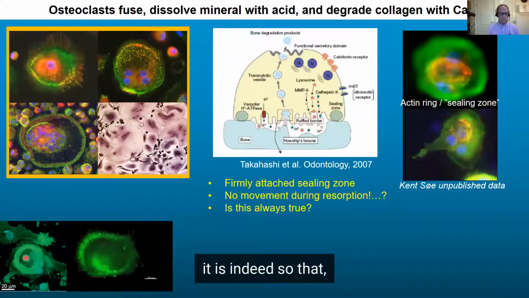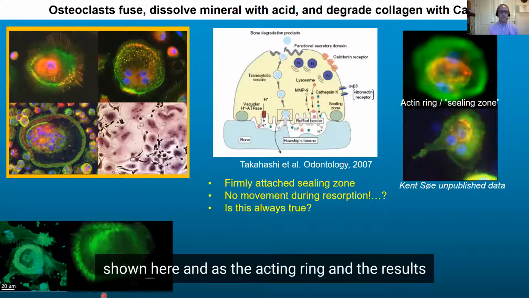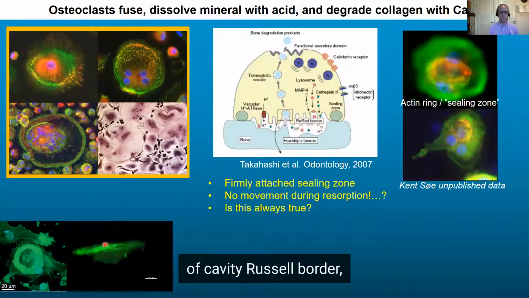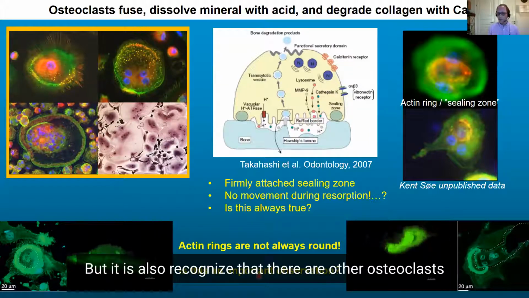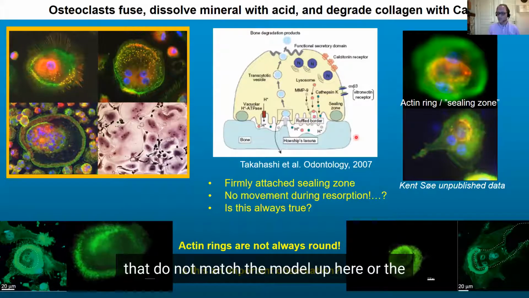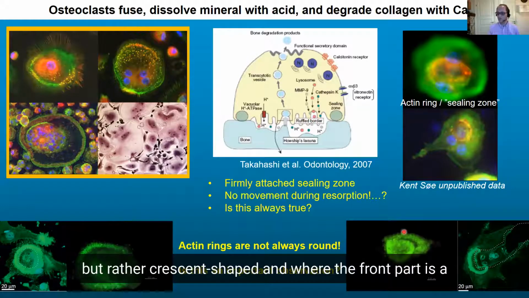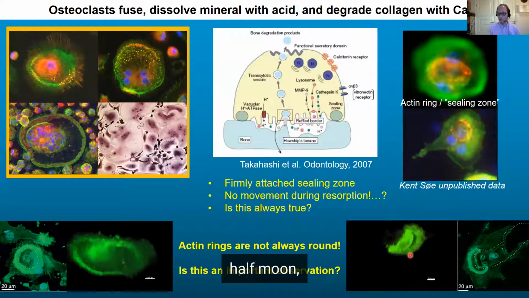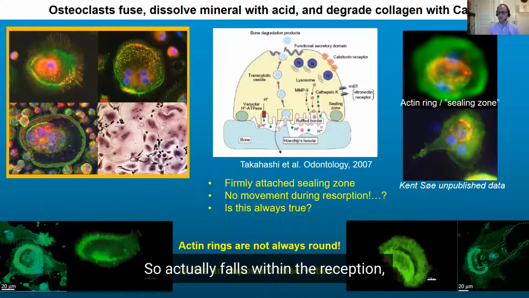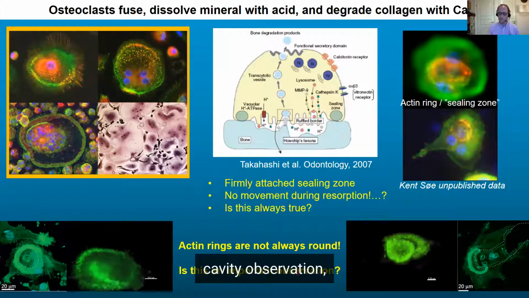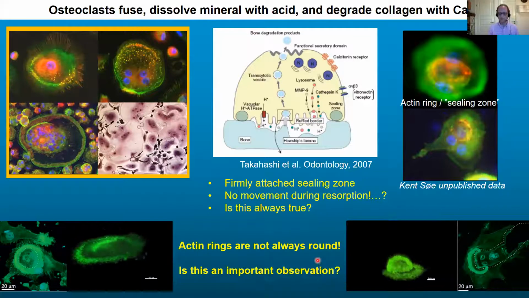It is indeed so that osteoclasts, when resorbing, also make actin rings, as shown here. The actin ring and the resorptive cavity, or the ruffled border, you can see here in the rotating image. But it is also recognized that there are other osteoclasts that do not match the model up here, where the actin ring is not round, but rather crescent-shaped, and where the front part is a half moon, but the back part of the sealing zone actually falls within the resorption cavity. So is this really an important observation, or is this just an in vitro artifact?